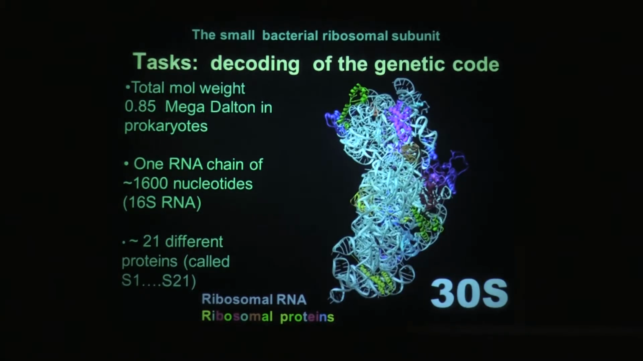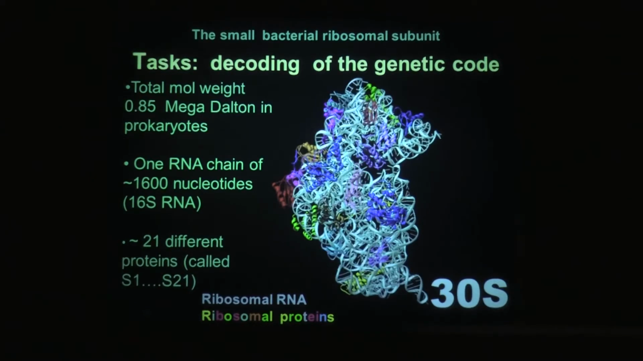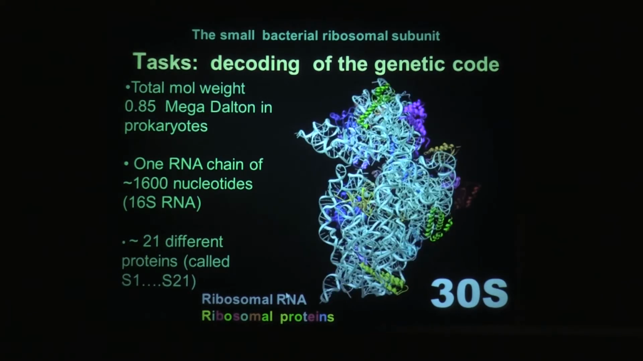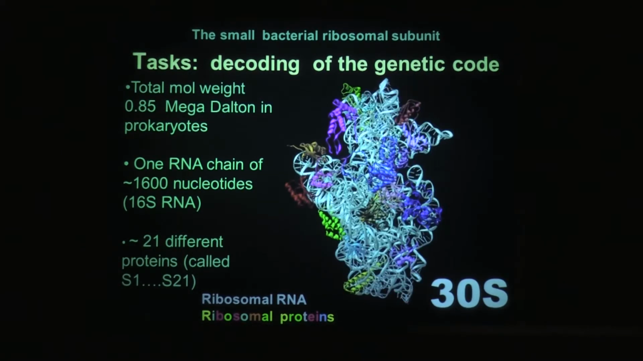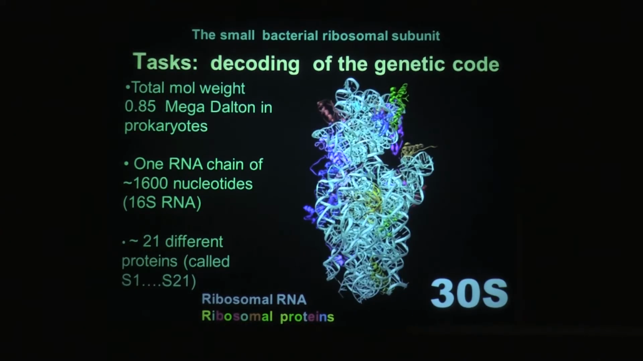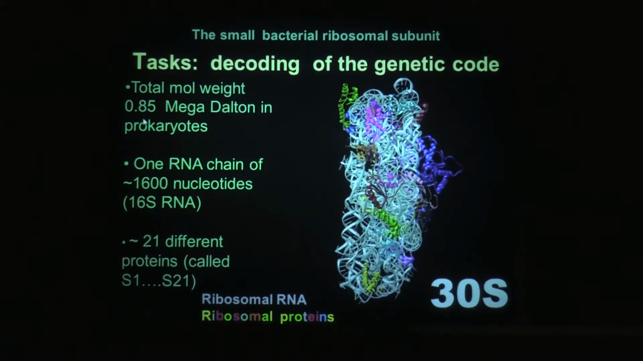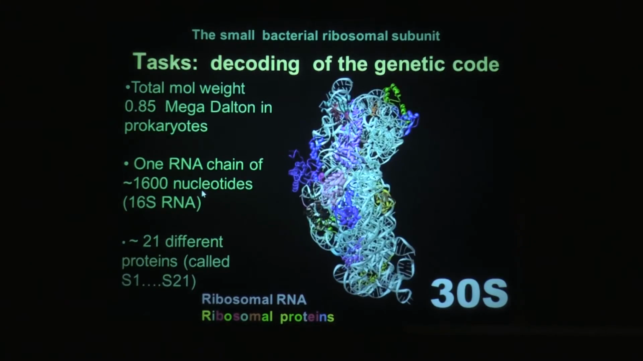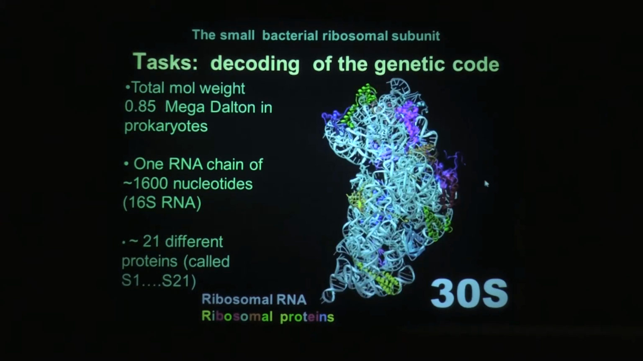So what you see here rotating is the small subunit that is decoding. It's made of ribosomal RNA, which is 60% of its mass, and many proteins, 20 to 21 proteins, depending on the bacteria. Each of them is shown in a different color. Molecular weight, for those that are interested, is written here, 0.85 megadaltons, 1,600 nucleotides. It sediments as 30S, and this is its nickname.